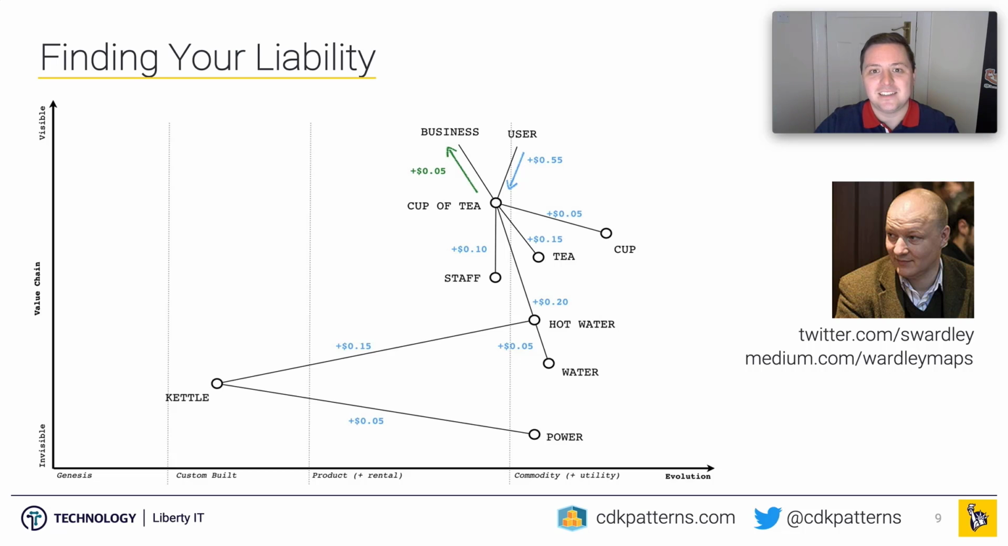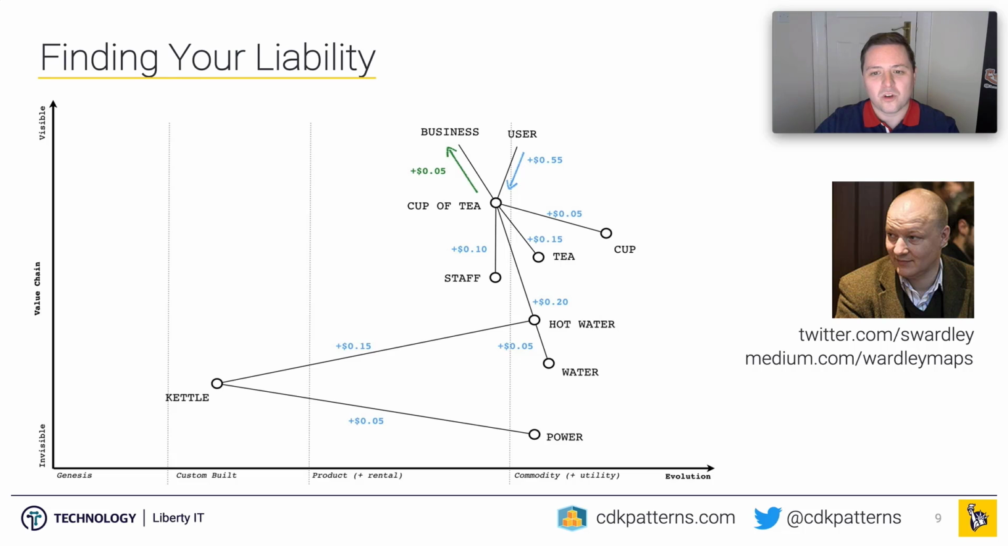If you look at the x-axis, you can see it's broken down into 4 segments: Genesis, custom built, product, and commodity. Genesis would be you are building something that has never been built before, brand new, exciting. Custom built is saying that there is a product for this, but you've needed to tailor it because it didn't quite do what you thought it did. Product is something you can buy off the shelf, and commodity is like your electricity. It doesn't matter who you get it from, just as long as power comes to your house. So if you look at this actual graph, the user, or customer, is paying 55 cents for a cup of tea.